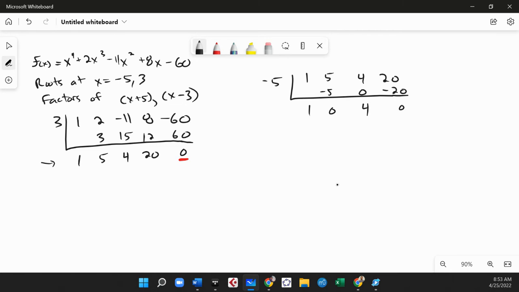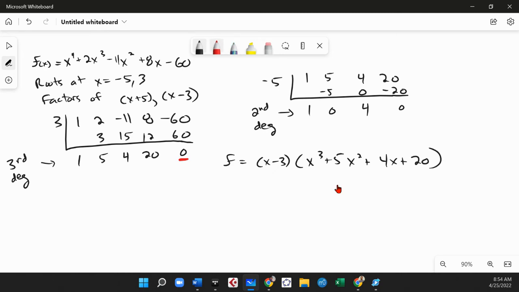It's a little weird, but once we factor it out, this is a third degree. These are the coefficients of a third degree polynomial. And these are the coefficients of a second degree. I'll show you the other way to do it. Right from here, we would say, okay, we have now factored f into x minus 3 times x cubed plus 5x squared plus 4x plus 20.